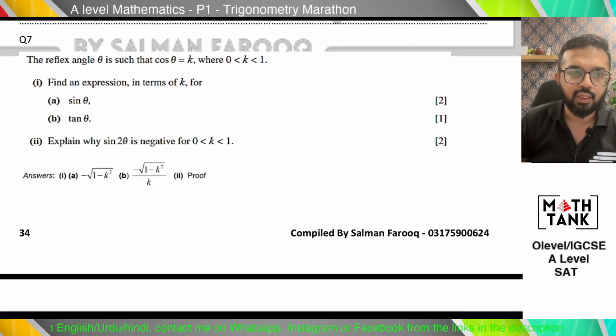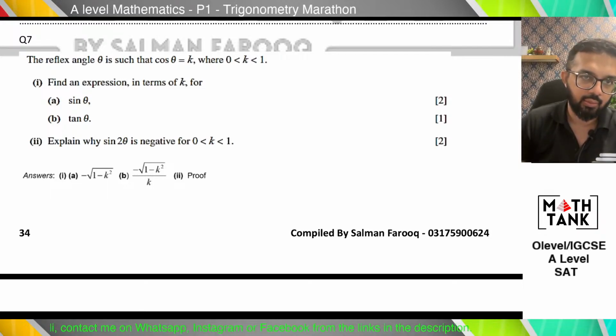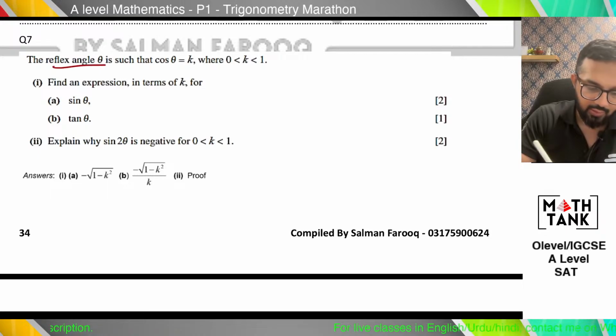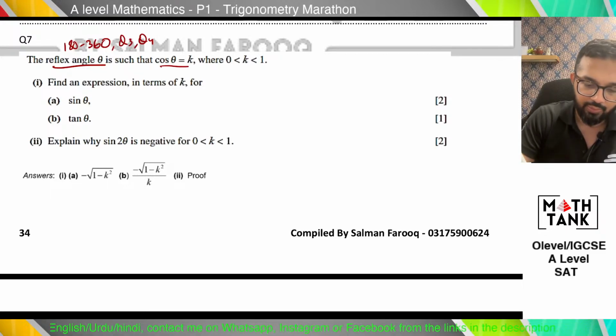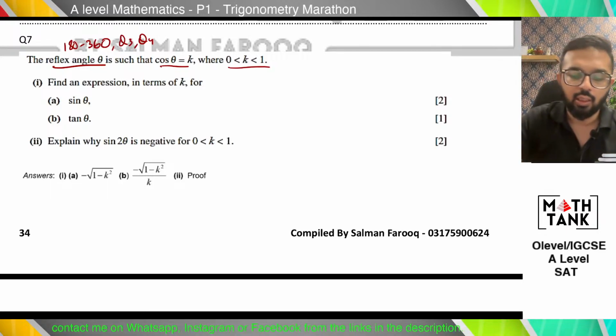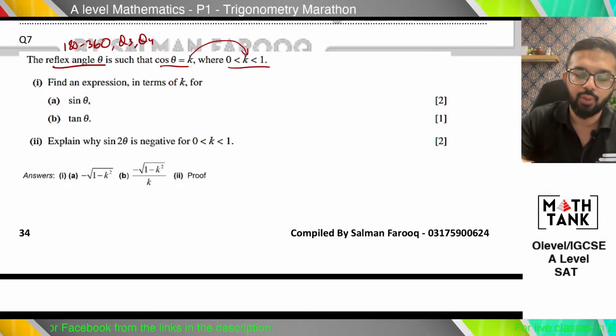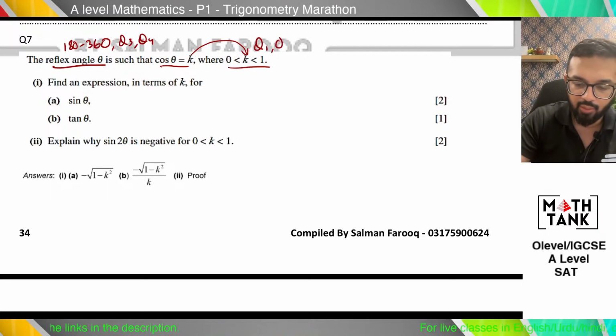Then question number 7 says the reflex angle theta is such that cos theta equals k, where k is between 0 and 1. Find an expression in terms of k for sine theta. I think I've already solved this in the lecture, and I will quickly solve it again. So this means that it's between 180 and 360, which means that this is either quadrant 3 or quadrant 4. Cos theta equals k, where k is between 0 and 1, so cos theta is positive because k is a positive number. So it would either be quadrant 1 or quadrant 4, where A and C lie.